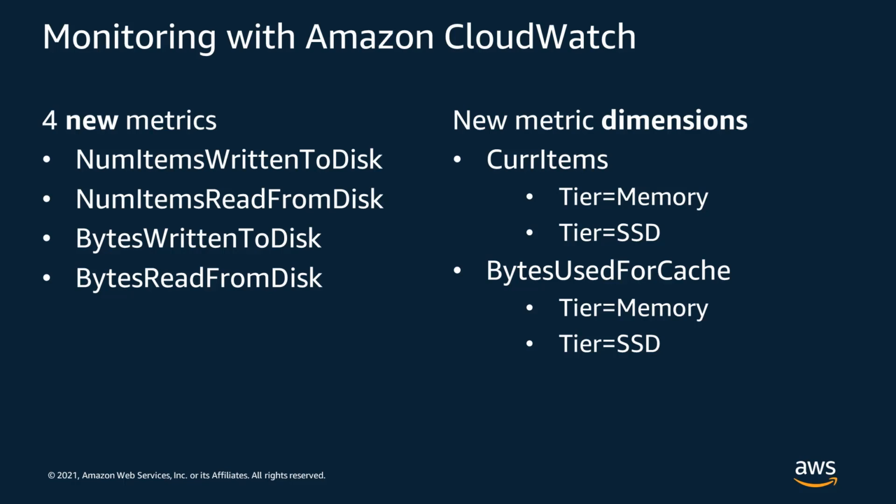It will give you the total irrespective of tier, just like it does today. However, if you want to filter or break down how many of your items and or the size of those items by which tier they're on, memory or SSD, you can now do that. And again, that tier dimension is only valid on these metrics for clusters when using data tiering.